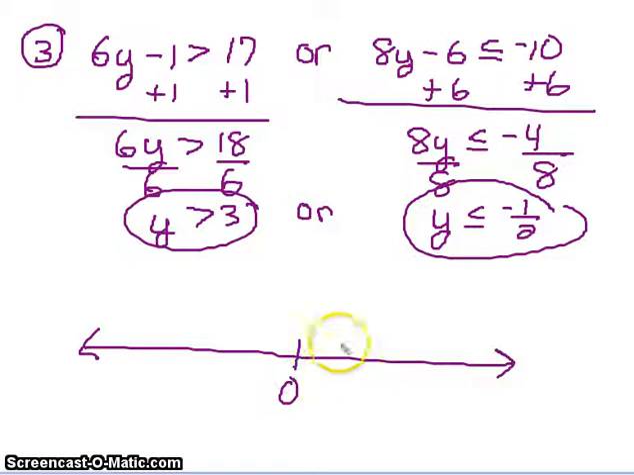Number line is 0, 1, 2, 3. Open circle at 3, and it's greater than 3, so that means we're going in this direction. And 1 would give me negative 1 here, so negative 1/2 is going to be in the middle. It's a closed circle because it's equal to, and it says y is less than or equal to negative 1/2, so we're going in the opposite direction.